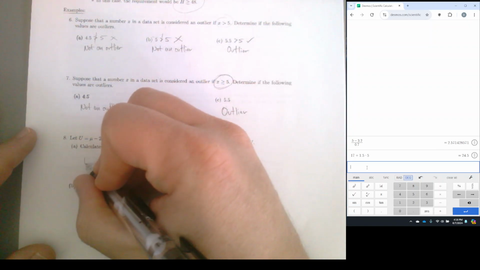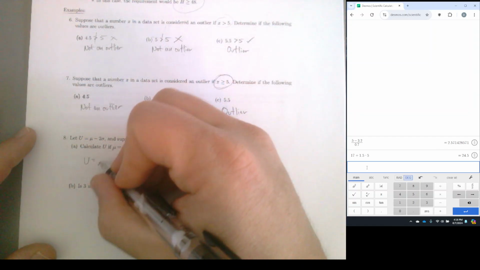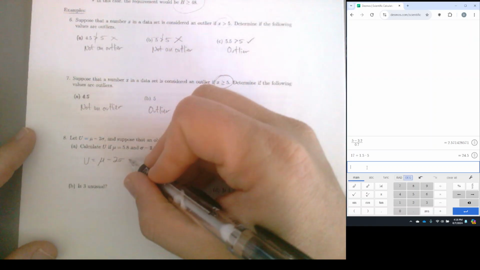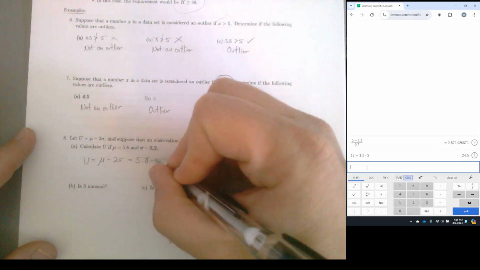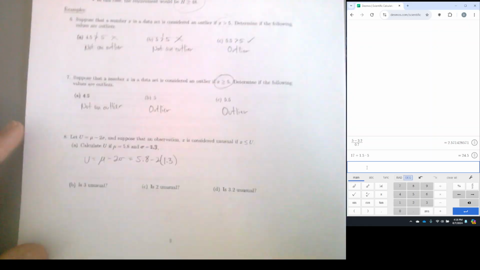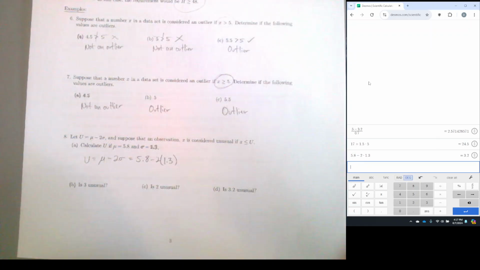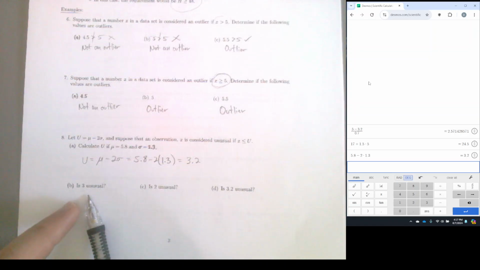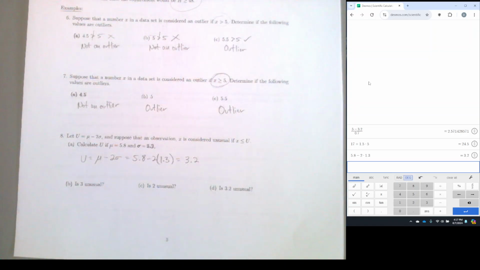Part A asks us to calculate u if mu equals 5.8 and sigma equals 1.3. Okay, easy enough, right? u equals mu minus 2 sigma. We're told in this case that mu is 5.8 and that sigma is 1.3. So this would be 5.8 minus 2 times 1.3. So let's see in Desmos, 5.8 minus 2 times 1.3. Okay, so that comes out to 3.2.